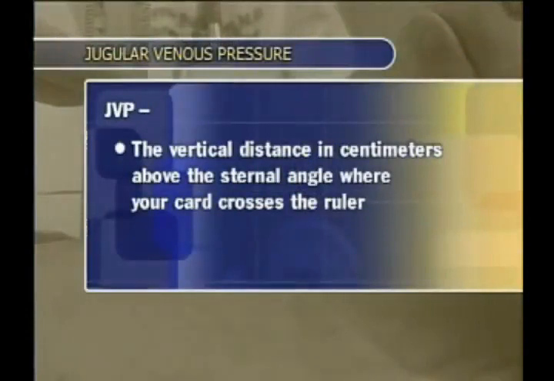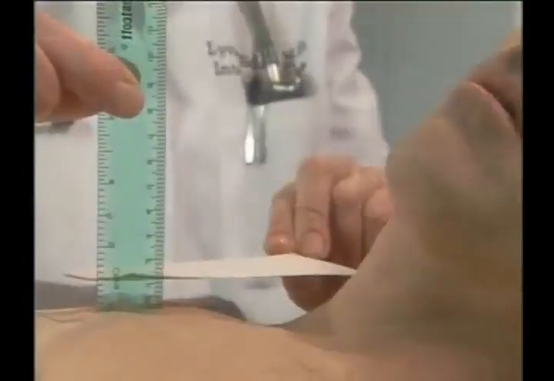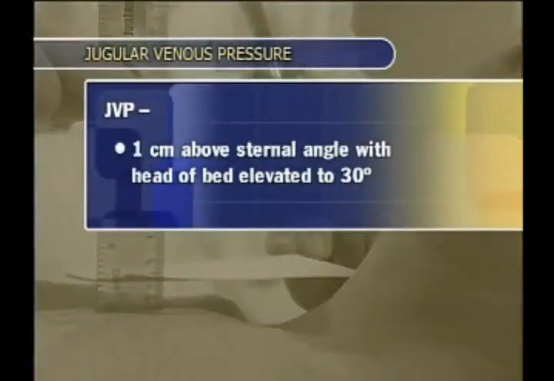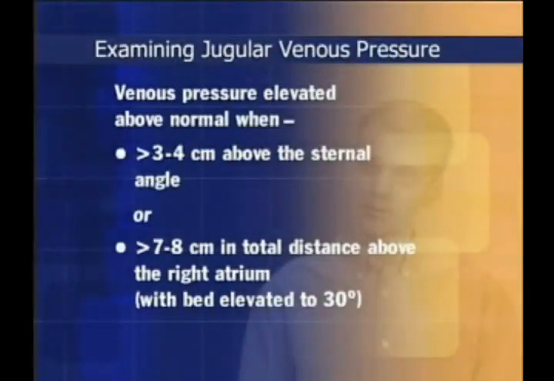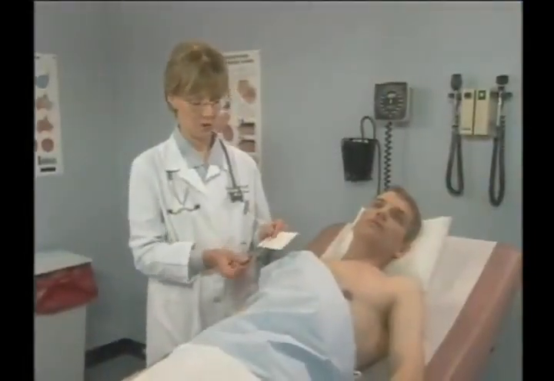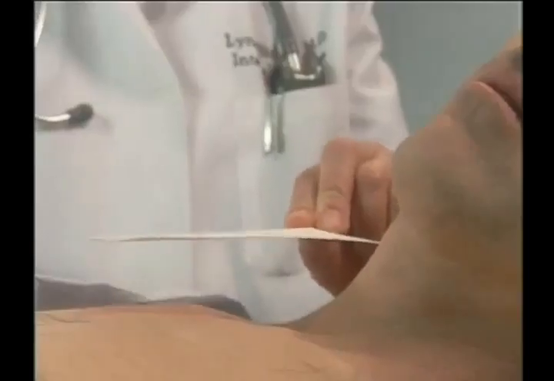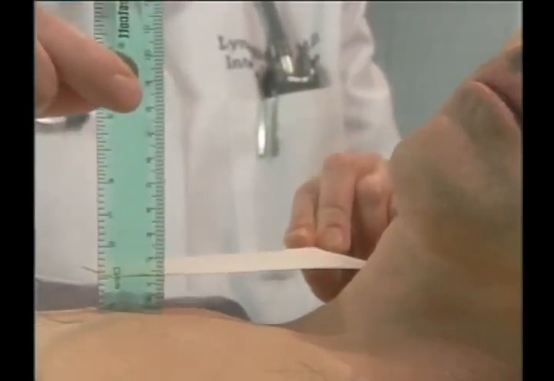This measurement identifies the jugular venous pressure, or JVP, the vertical distance in centimeters above the sternal angle where your card crosses the ruler. Round your measurement off to the nearest centimeter. In this patient, the JVP is about 1 centimeter above the sternal angle, with the head of the bed elevated 30 degrees. Venous pressure is elevated above normal when it measures at greater than 3 to 4 centimeters above the sternal angle, or more than 7 to 8 centimeters in total distance above the right atrium, with the bed elevated to 30 degrees. The steps for measuring the JVP, when followed carefully, result in a measurement that is important for assessing the intravascular volume status in euvolemic, hypervolemic, or hypovolemic patients.